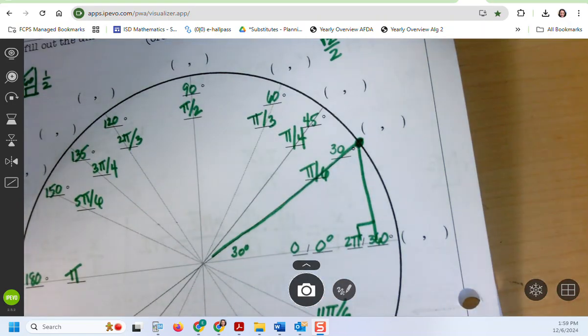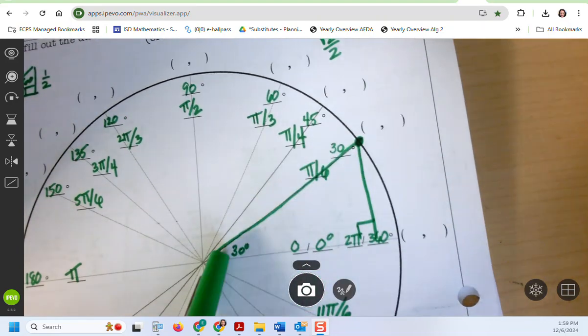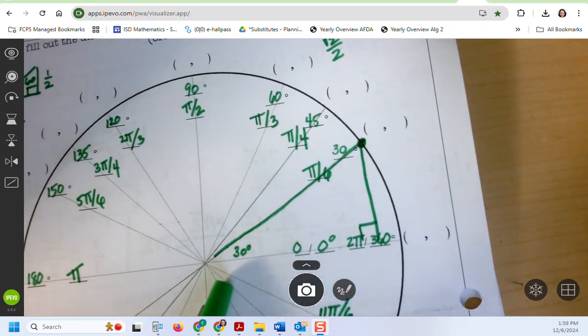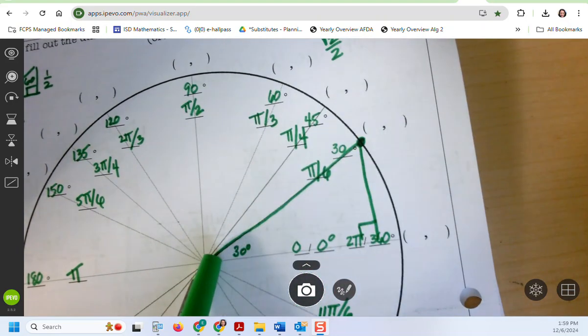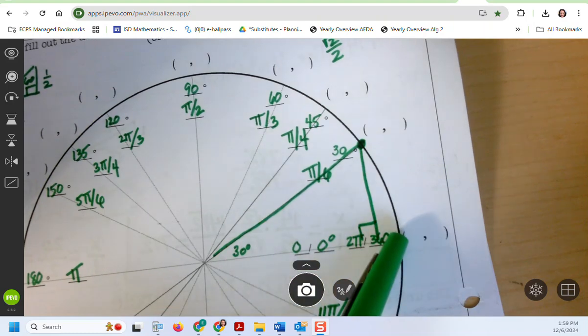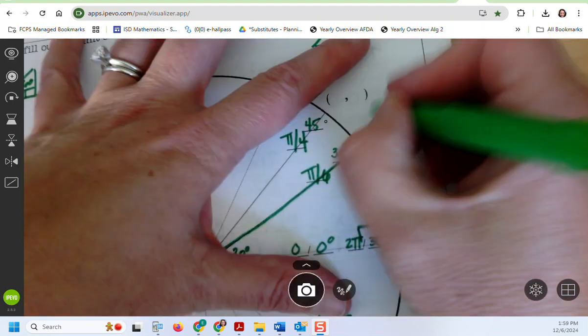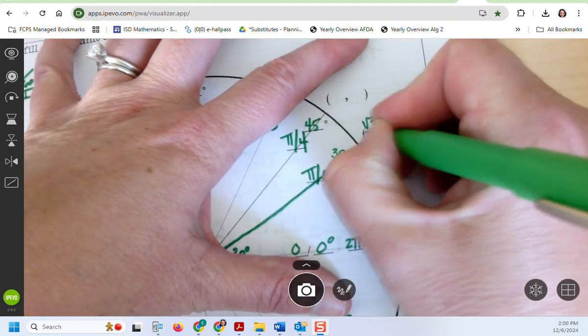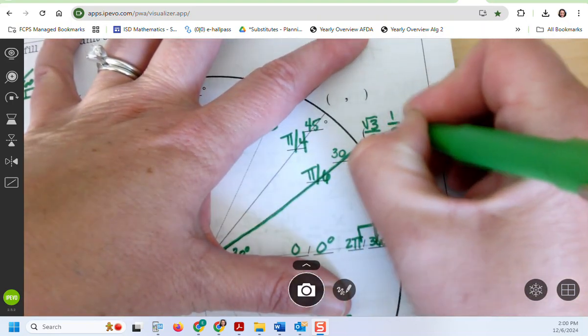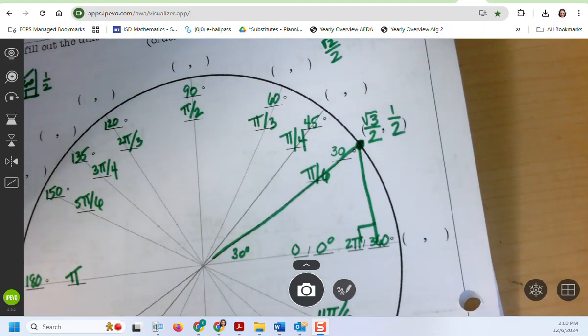So I'm drawing in the right triangle. The x-coordinate of my point is the long leg of the triangle. So to get to this point, my x-coordinate will be √3/2. My y-coordinate will be 1/2. That goes right here: √3/2, comma, 1/2.